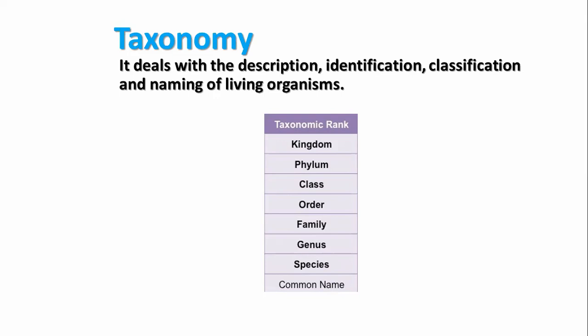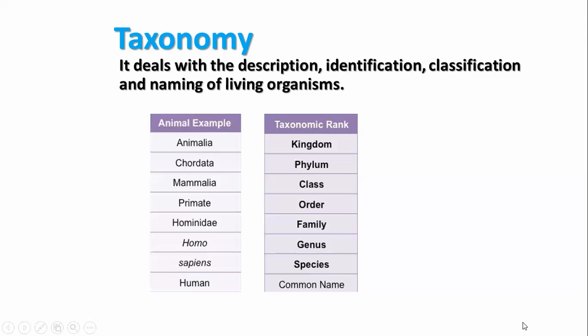Many similar genera are grouped under a family, and many similar families are grouped under an order. Similar orders make up a class. Similar classes make up a phylum, and similar phyla make up a kingdom. So the highest rank in taxonomy is kingdom. Okay, and let's find out.